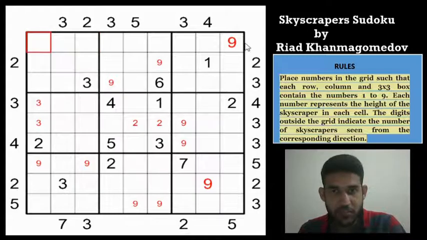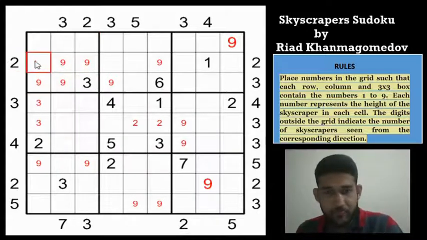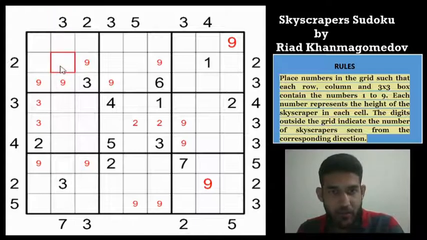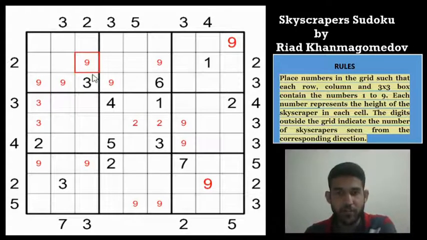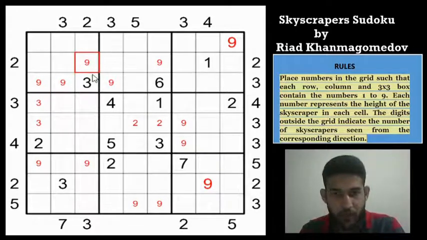Now let us come to this box. 9 can only be in these 6 cells. Can't be here. Cannot be here because of the 3 clue. And it can be in all of these 3 cells. No problems whatsoever. So now we have boxes 4 and 5 left to fill the 9s.